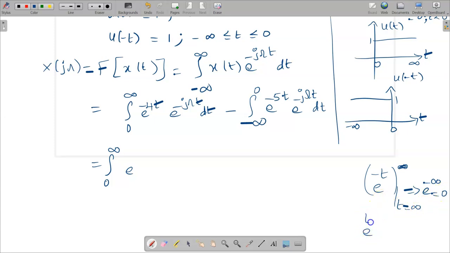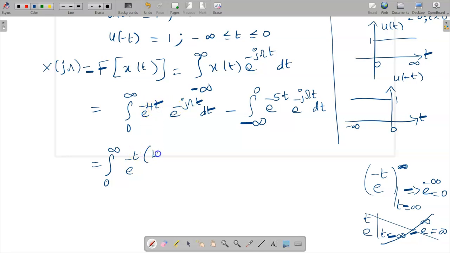Suppose you take e power t and substitute t equal to infinite, what happens? E power infinity becomes infinity, but you should not get an infinite value. So always, in your exponential term, take the e power minus t term outside. When you take e power minus t, what happens?